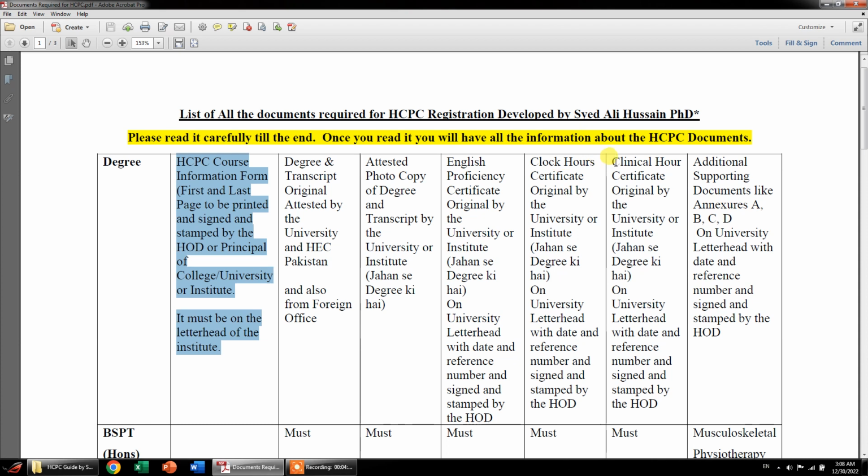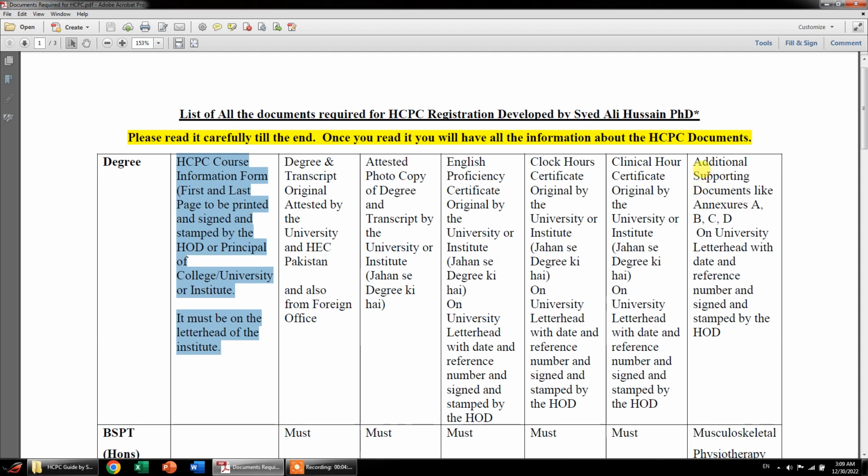Then the next thing is the clinical hours certificate. This is also taken from the university or from the institute where you did your degree, and it should mention all the clinical hours, where you spent this many hours, for example in any ward or in any department. Again it should be on the university letterhead with date and reference number, and signed and stamped by the head of the department.